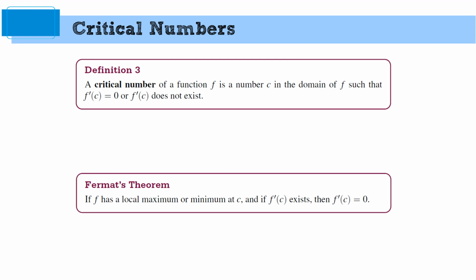That's what I already said. The derivative equals 0 or does not exist gives us a critical number.